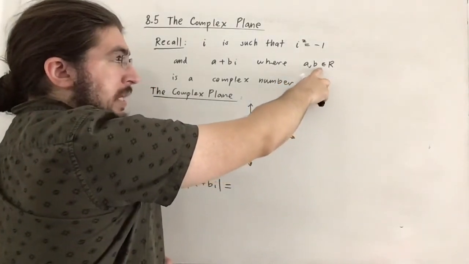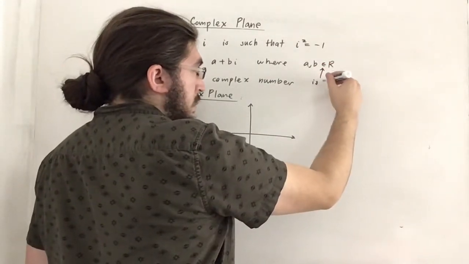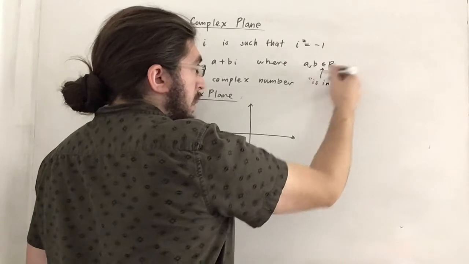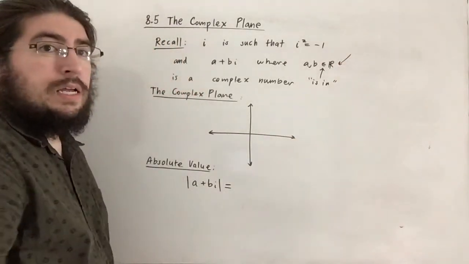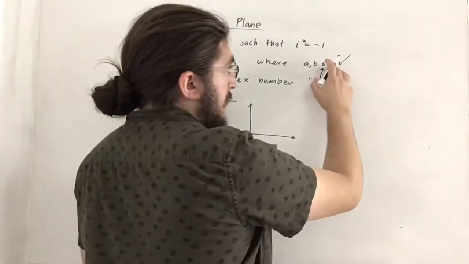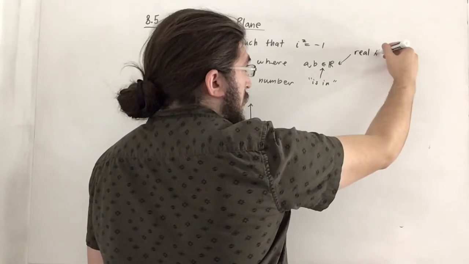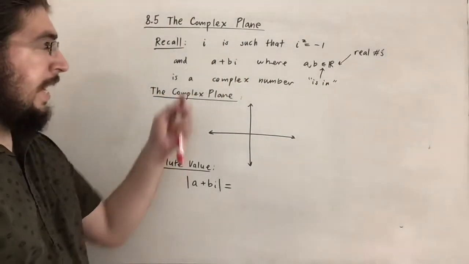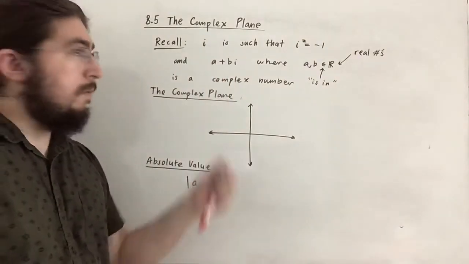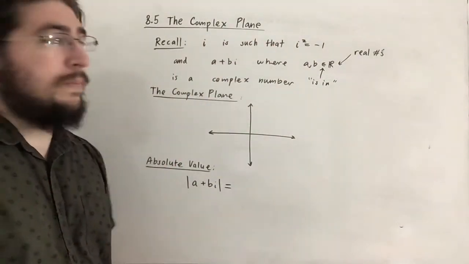This symbol is "in." So you can say a and b are each in ℝ, which should have a double slash through it like this. Now ℝ with a double slash through it like this is the set of real numbers. So that ℝ stands for the set of real numbers. And this number a + bi, where a and b are real numbers and i is the imaginary unit, is known as a complex number.